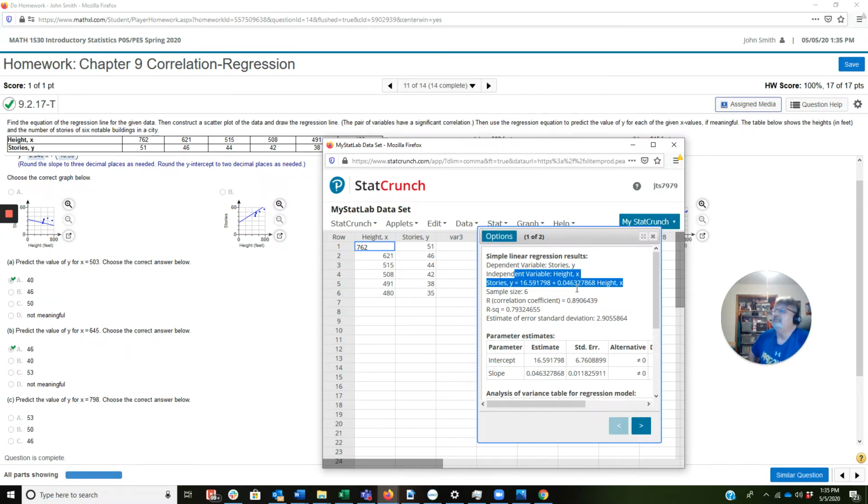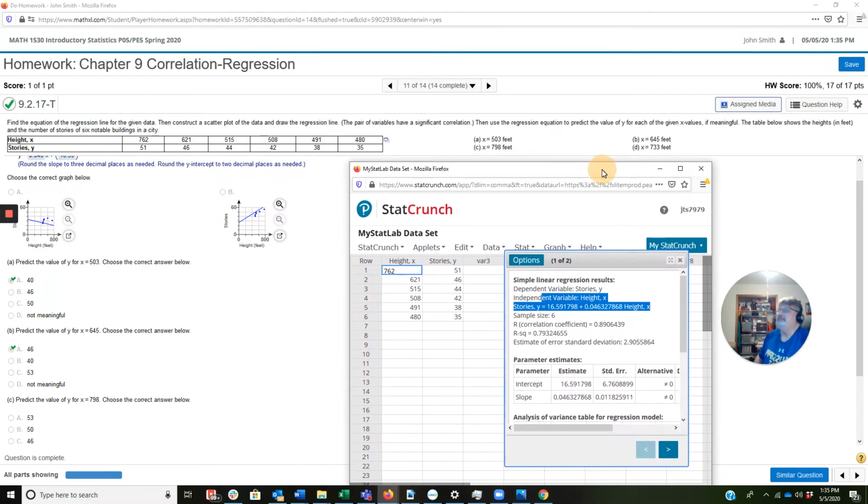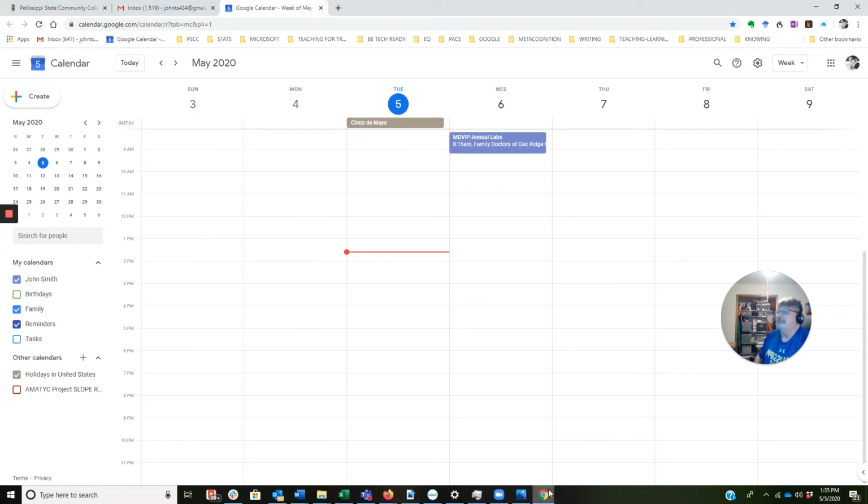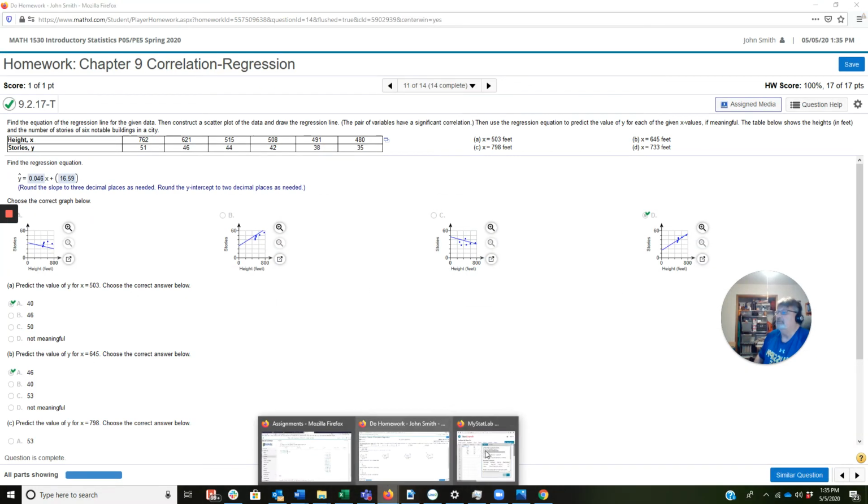So I can see this is my slope right here, this number that's with the height, and my intercept is right here because I notice there's no variable with this 16.591. Now, we rounded that, and when we round that, I think we had 0.046 plus 16.59. Let's pull Statcrunch back up. Whoops, wrong one.